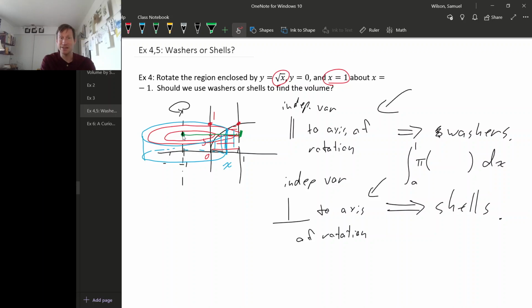And the axis of rotation is at minus 1. And so the distance from minus 1 to 1 is 2. So the outside radius is always 2. So that's squared minus, and now we need the inside radius.